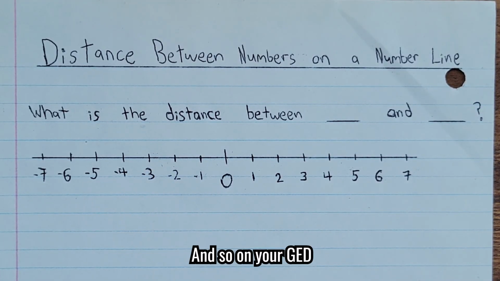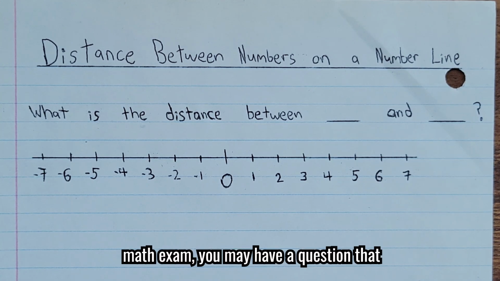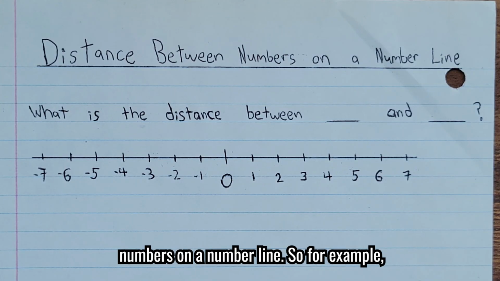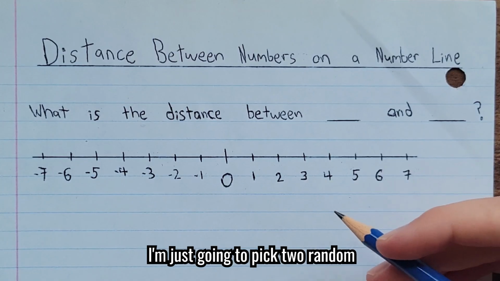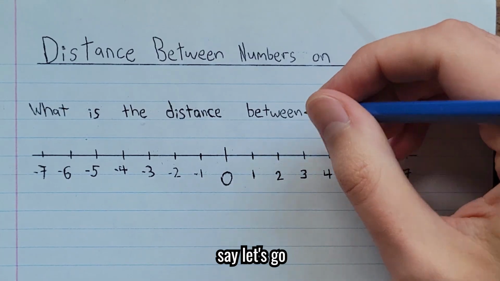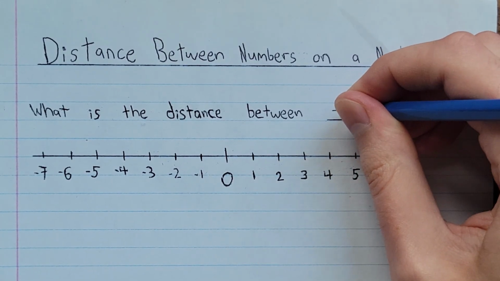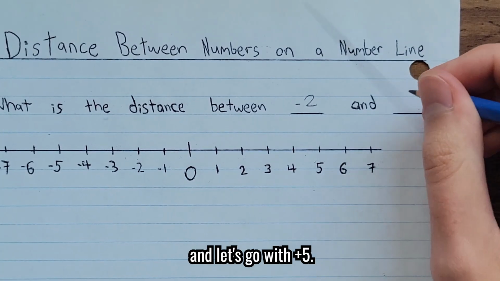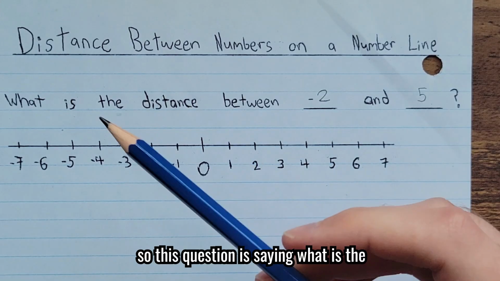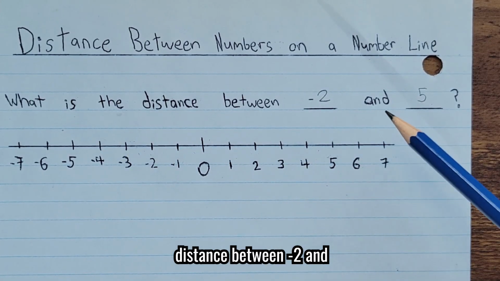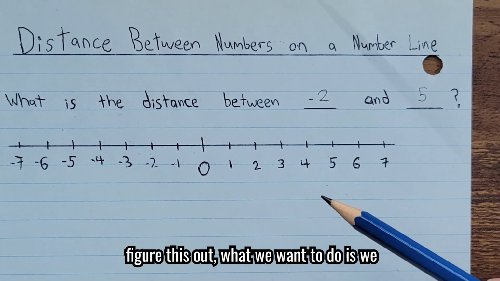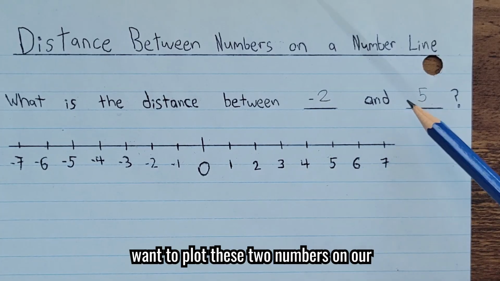On your GED math exam, you may have a question that asks you to find the distance between two numbers on a number line. So for example, I'm just going to pick two random numbers. I could pick anything that I want that's on my number line. Let's go with -2, and let's go with +5. This question is saying, what is the distance between -2 and +5? In order to figure this out, we want to plot these two numbers on our number line.